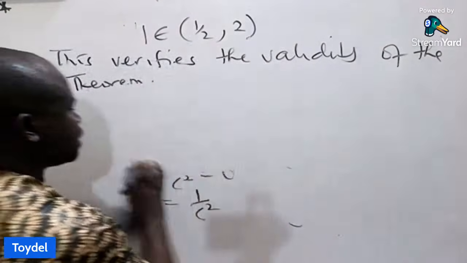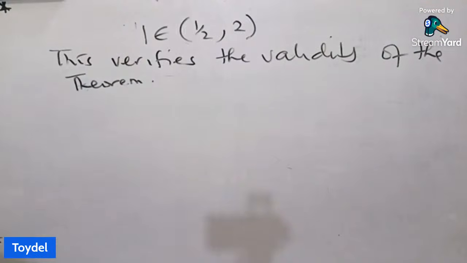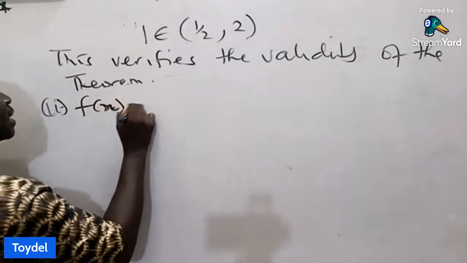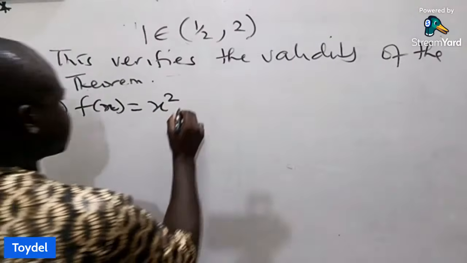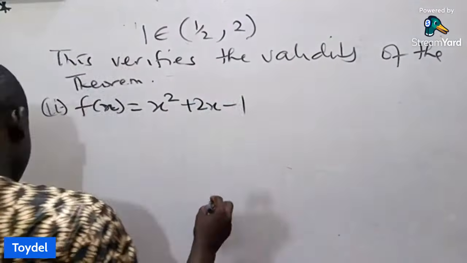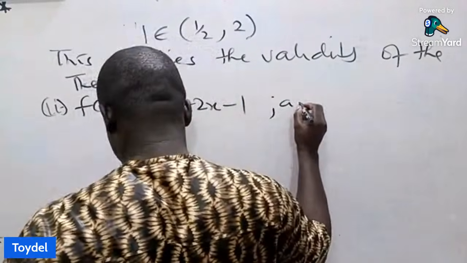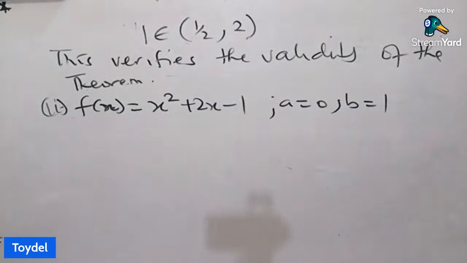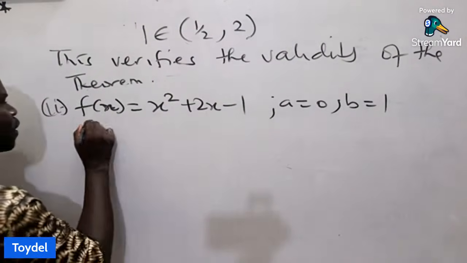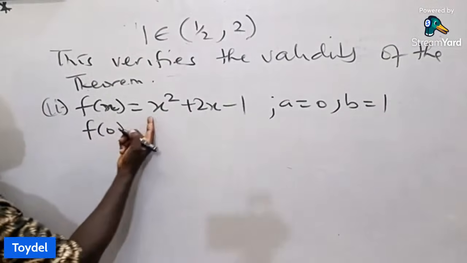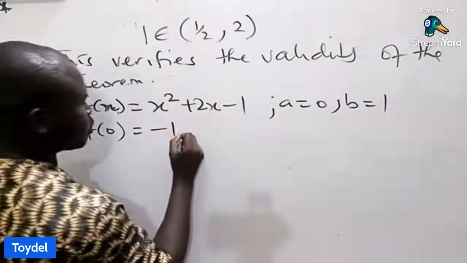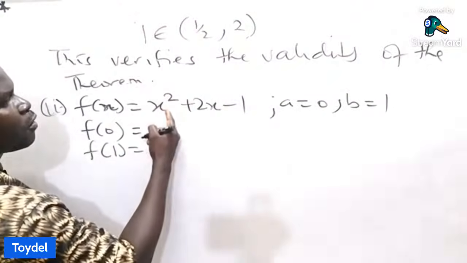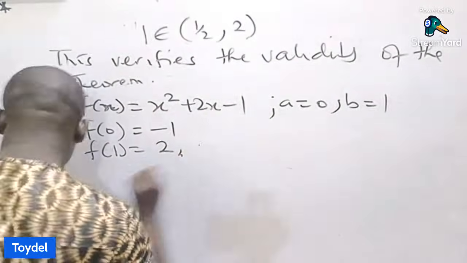What do we have in the second example? f of x is given as x squared plus 2x minus 1, where a is equal to 0 and b is equal to 1. So what is f of 0, that is f of a? Wherever we have x, it will be equal to minus 1. Then f of 1, which is b, will be 1 plus 2, that will be 2.